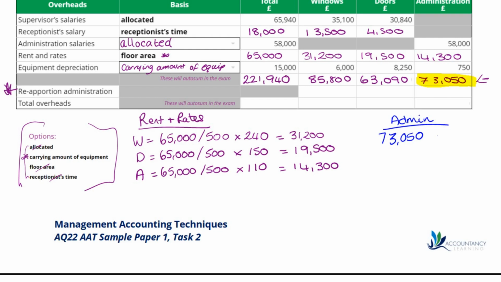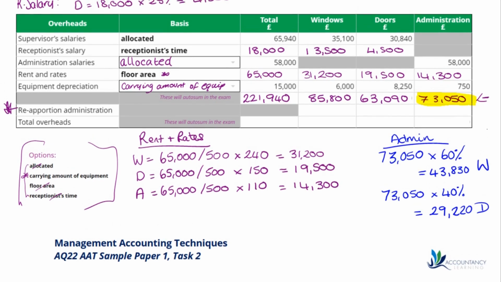73,050, and for doors, we're going to multiply that, for windows, apologies, we're going to multiply that by 60%, which is 43,830. So that's our windows. And then we'll do the same calculation for doors at 40%, which is 29,220. So we can now put these in as our reapportioned administration costs.